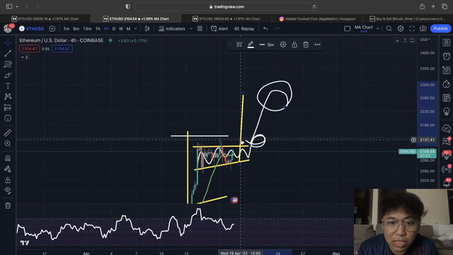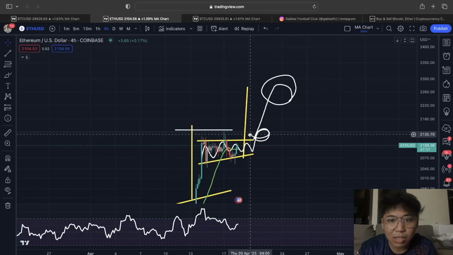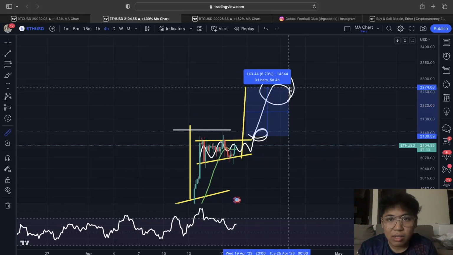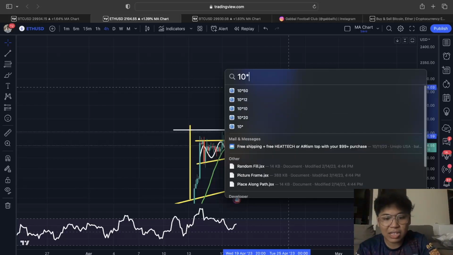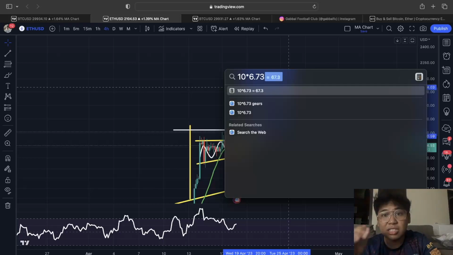In this case, ilang percent ang trade to if let's say we are going to open a new trade upon that bullish breakout. Then yung ating magiging trade dito would actually give us around a 6.73% move. If let's say you open this with BYBIT at 10x leverage, so that will be 10 times 6.73. So that would mean you would actually get 67% profit if you're going to trade this with BYBIT.